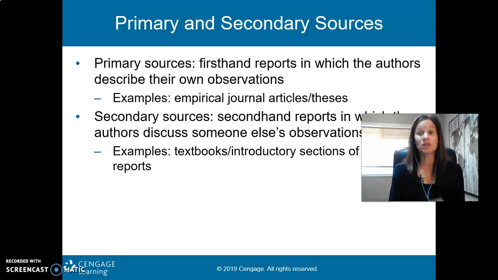So you want to always go back to the primary source. If you read something in the newspaper, well, sometimes journalists have their own way of spinning ideas, just because they want to sell the article, whether it's in a newspaper or in a magazine. So you always want to go back to that original source, because the primary source is often the most reliable source.